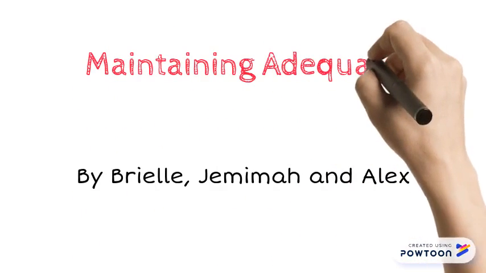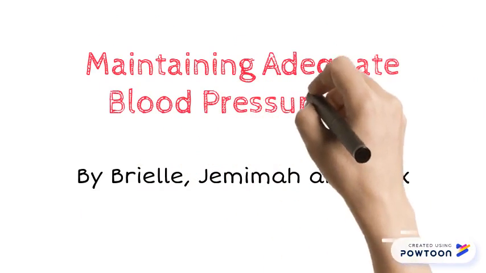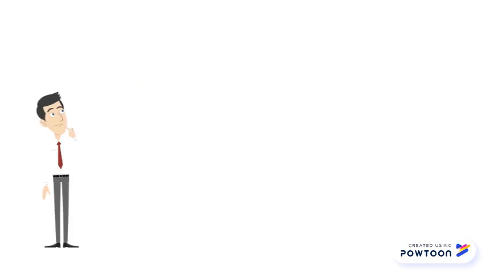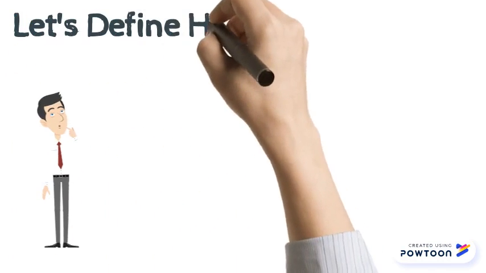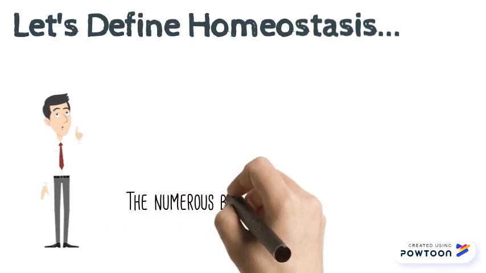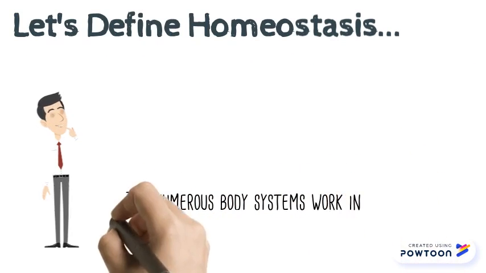Hello and welcome. This learning module is about maintaining adequate blood pressure for perfusion, where the key homeostatic mechanisms involved in blood pressure regulation will be discussed. For the human body to function, its internal environment must be monitored closely. Thus, the body maintains internal stability by compensating for internal and external environmental changes.